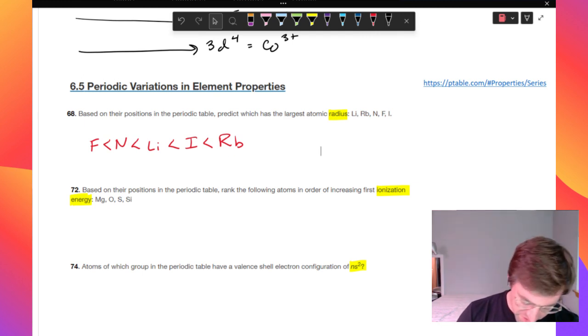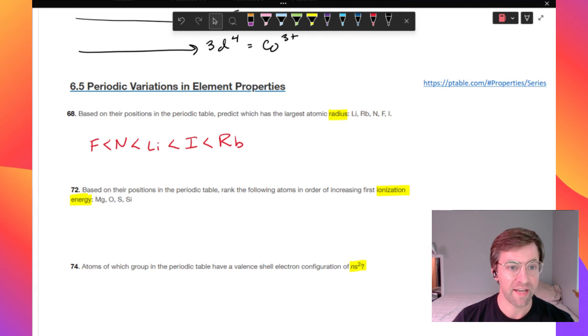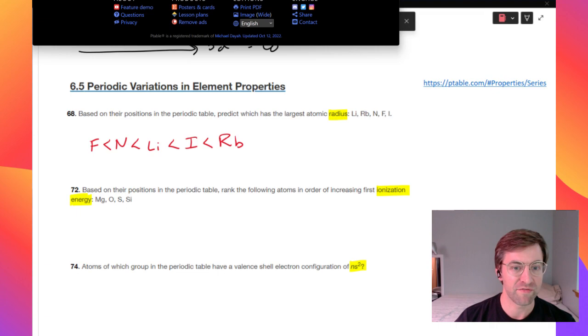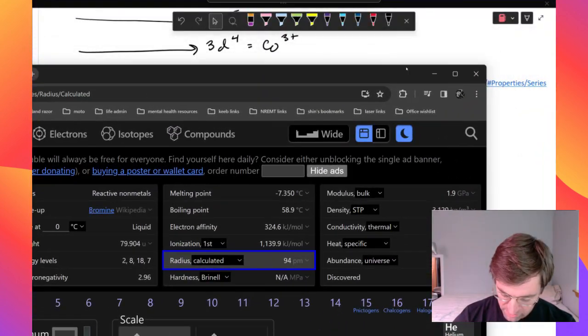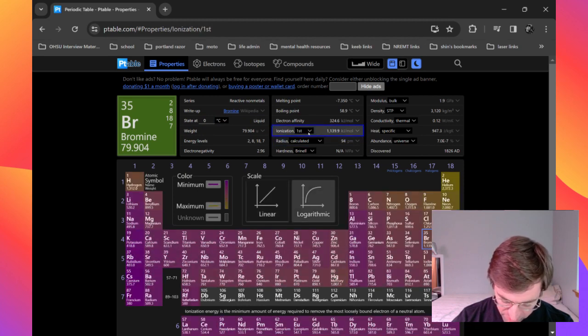All right, so based on their positions on the periodic table, rank the following atoms in order of increasing first ionization energy. So the energy required to achieve that first ionization state. And forgive me, I don't know if that means gaining or losing an electron, but again, I'm going to keep using ptable.com because it just visualizes these so very nicely. So we're doing ionization energy. You can click on it and it'll give you that scale again.